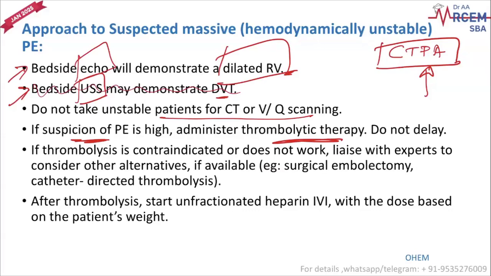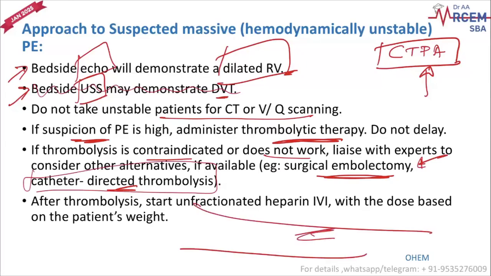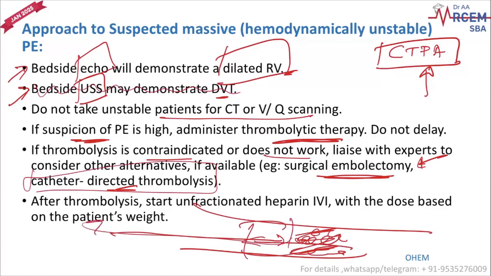If thrombolysis is contraindicated or doesn't work, for some reason it is not working or it is contraindicated because the patient's INR is on the higher side, then you can think of a surgical embolectomy or catheter-directed thrombolysis. I've already explained what catheter-directed thrombolysis is. Surgical or mechanical thrombectomy: again, there is a clot present. They pass a catheter and mechanically drill it and break it into small pieces, and there will be a basket that collects these pieces and exits out. That is a mechanical thrombectomy, what you are doing.